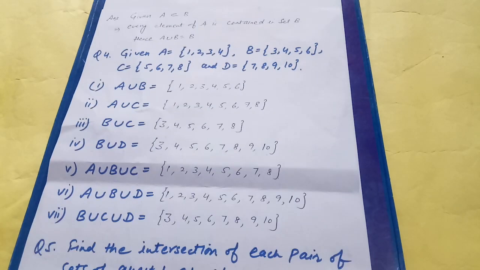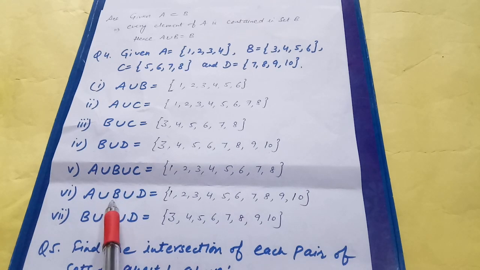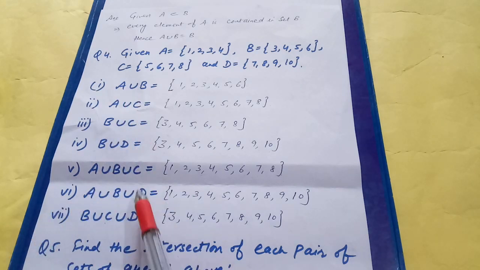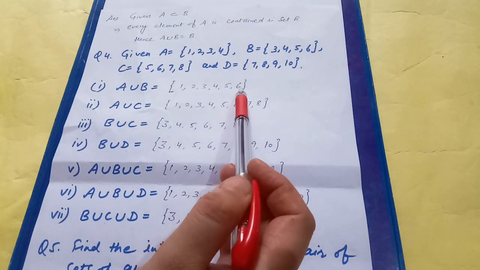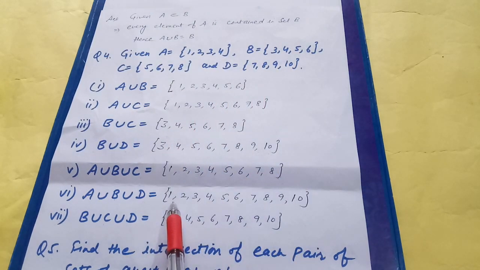In next sixth part, A union B union D. Again, you have to take A union B. A union B you have calculated in first part, and take the union of this first part with the D set. Now take the union with D set as 1, 2, 3, 4, 5, 6, 7, 8, 9, 10. So these are the elements of A union B union D: 1, 2, 3, 4, 5, 6, 7, 8, 9, 10.